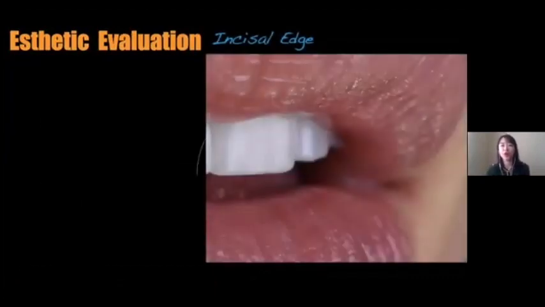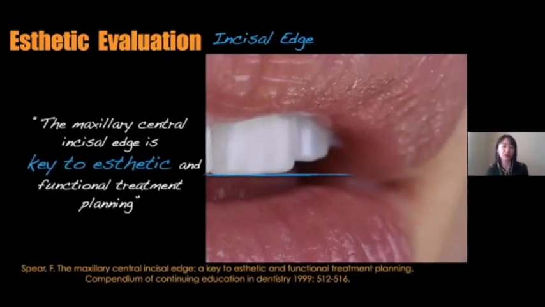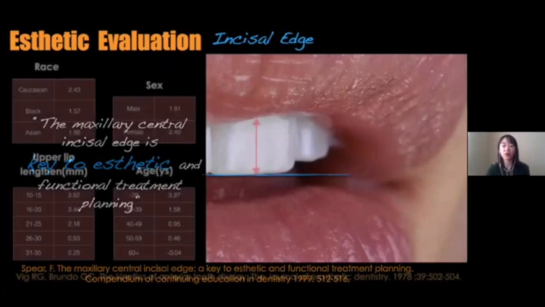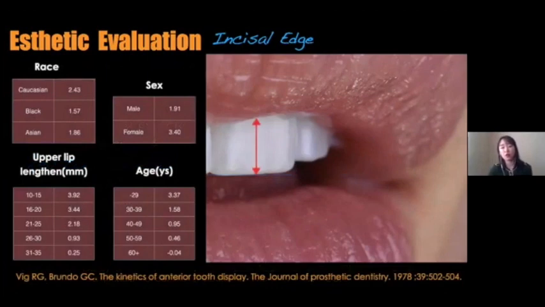The first parameter I want to mention is the incisal edge. According to Frank Spears, the maxillary central incisal edge is the key to aesthetics and functional treatment planning. And this incisal edge can also be affected by many factors such as race, sex, upper lip length, as well as age. Especially age is something we need to be familiar with.